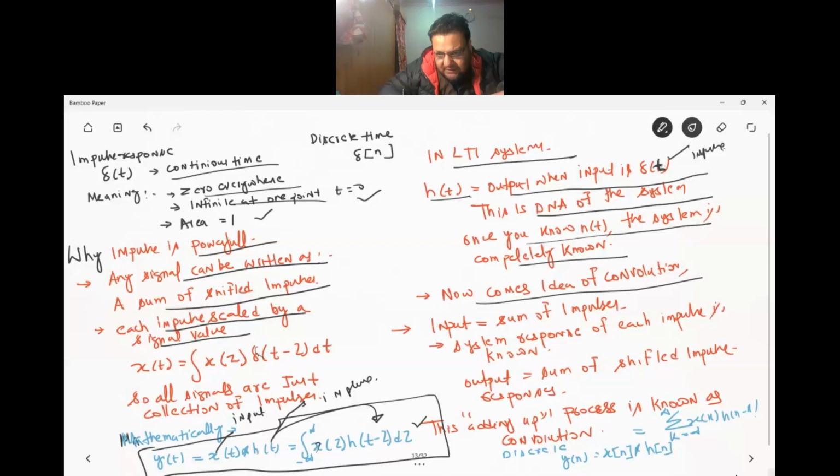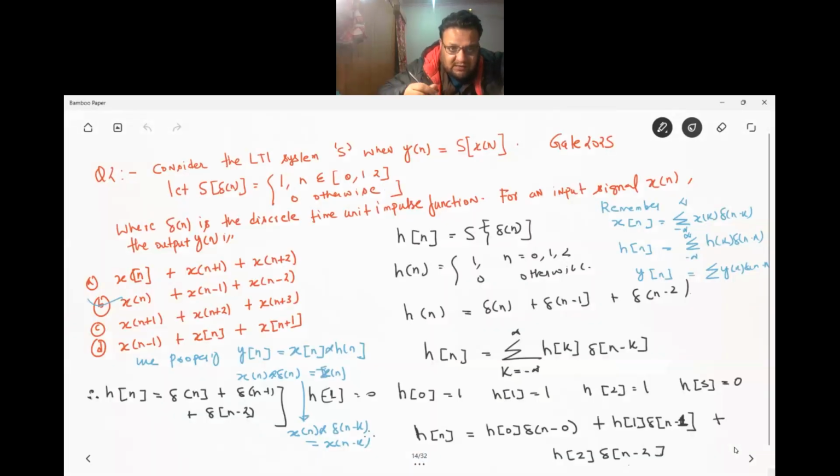Now comes the idea of convolution. Input is a sum of impulses. System response to each impulse is known. Output is the sum of shifted impulse responses, and adding this up gives me the convolution. So you see, this is multiplication here: x of n convolved with h of n is given as the sum of x of k, h of n minus k. Now I'll explain how you relate this to the convolution process.